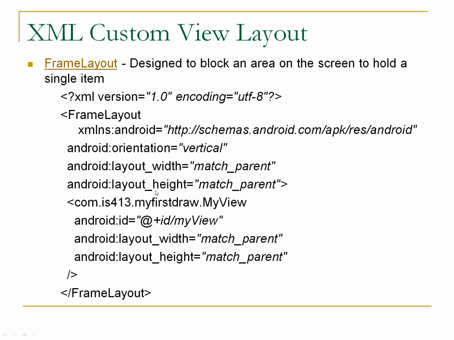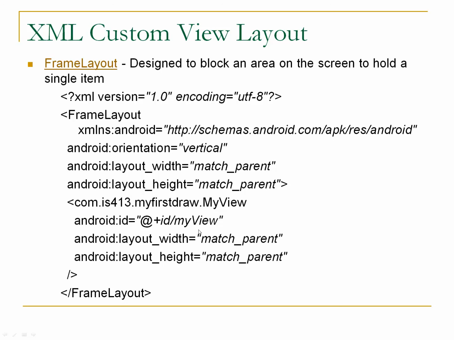So what will we do here? The frame layout, you can set the orientation to vertical. You want to match parent, so we're going to take all the screen real estate. Now here's the trick. The view in the layout, you've got to give it the fully qualified name of the class. In this case, this is your package in the example that I'll give you out on Blackboard. It's com.is413.myfirstdraw.MyView. So this is what's referred to as the fully qualified name of the class.